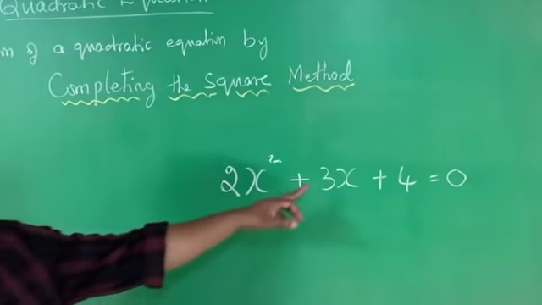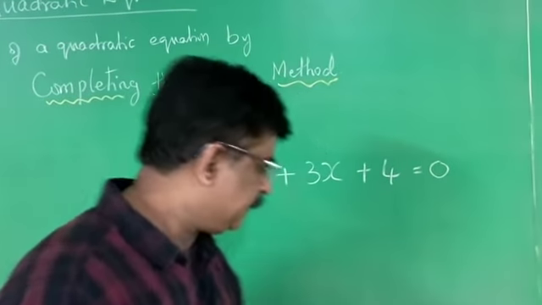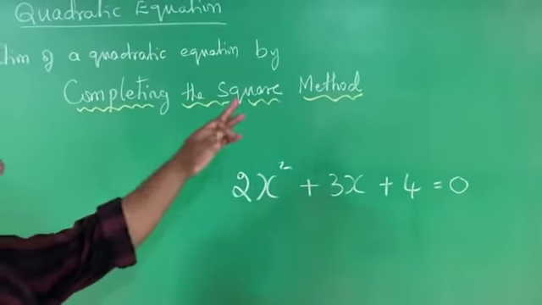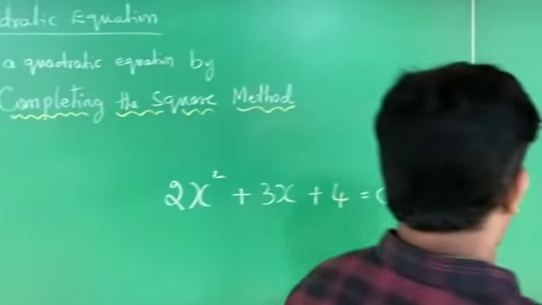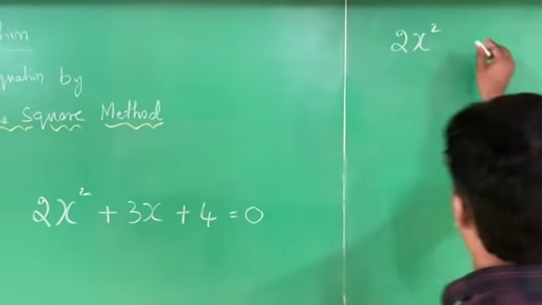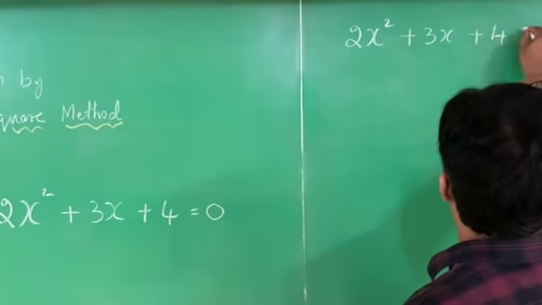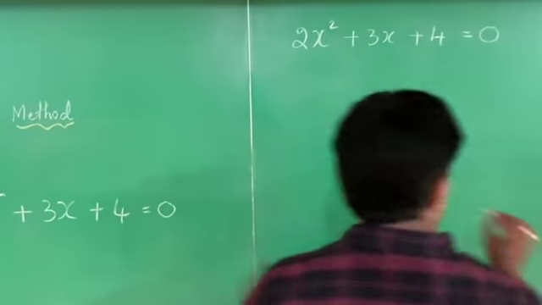2x square plus 3x plus 4 is equal to 0. Now I am going to solve this particular problem by using the completing the square method. First I write the problem: 2x square plus 3x plus 4 is equal to 0, right?